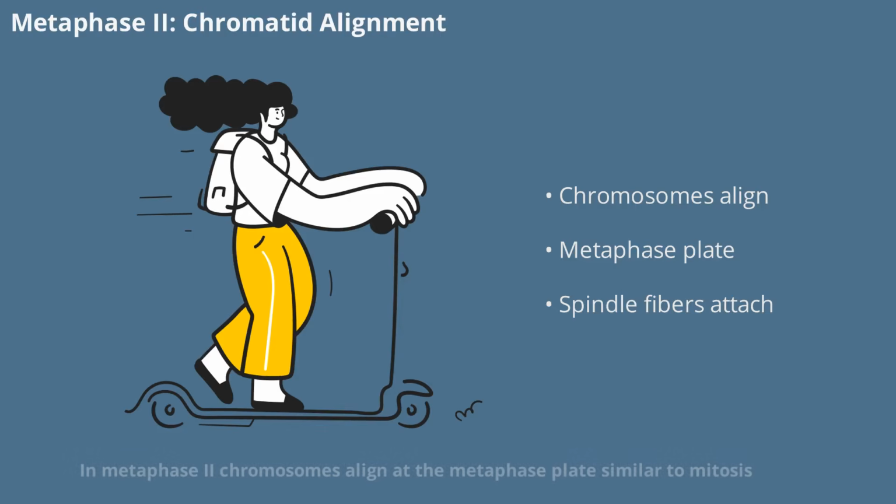In metaphase II, chromosomes align at the metaphase plate, similar to mitosis. This alignment ensures that each daughter cell will receive the correct number of chromatids. The spindle fibers attach to the centromeres, preparing for the next stage.